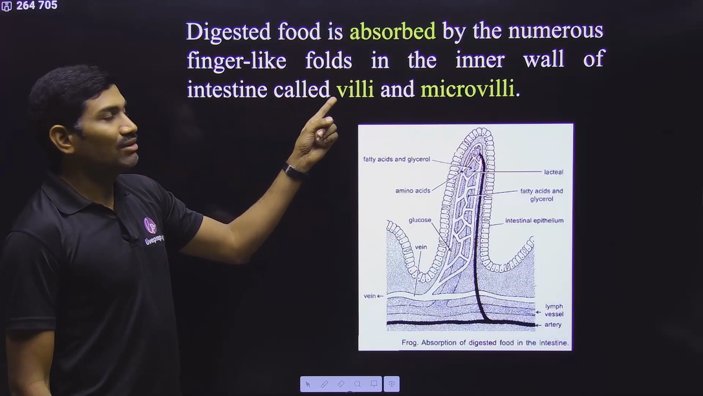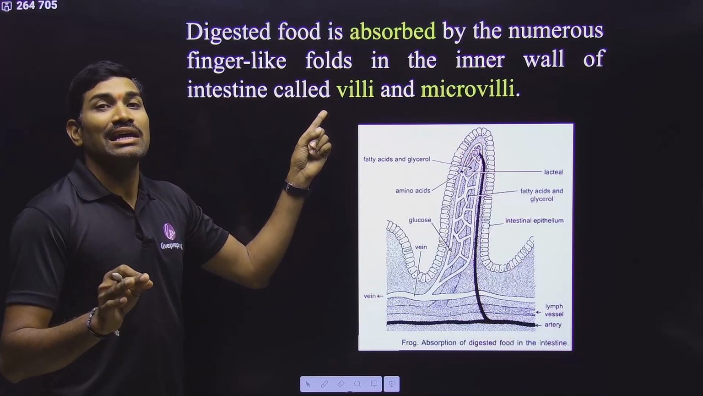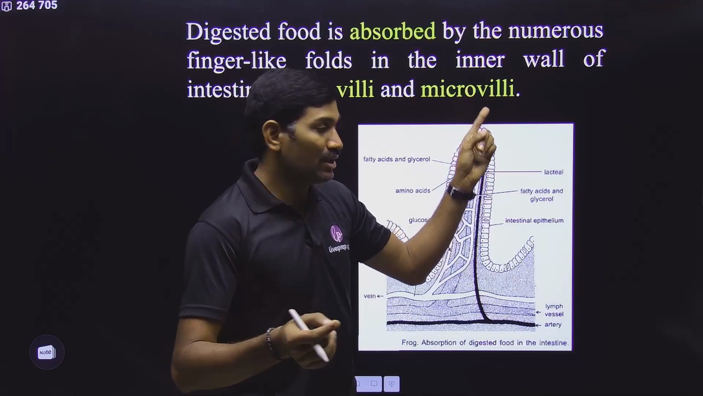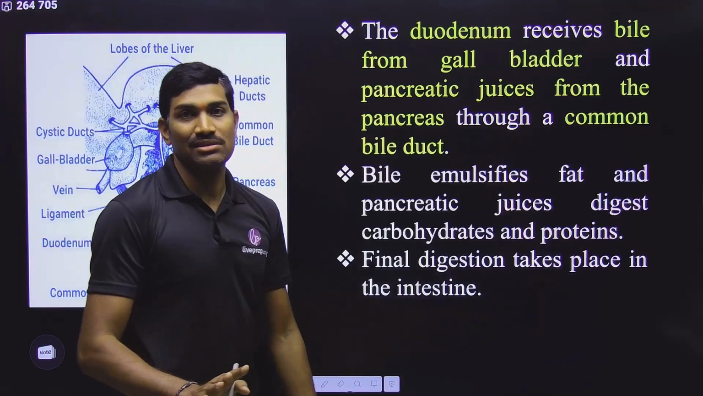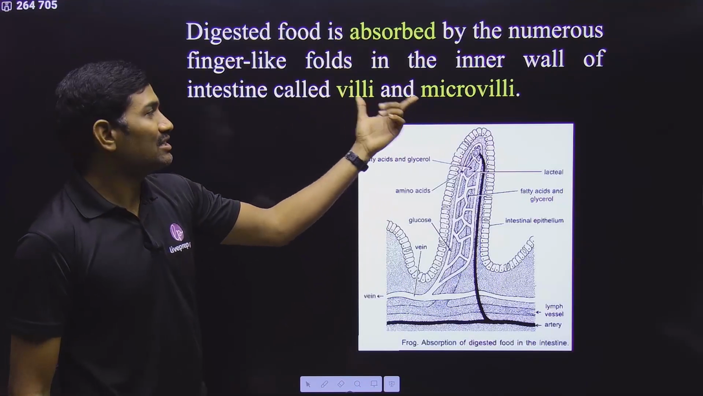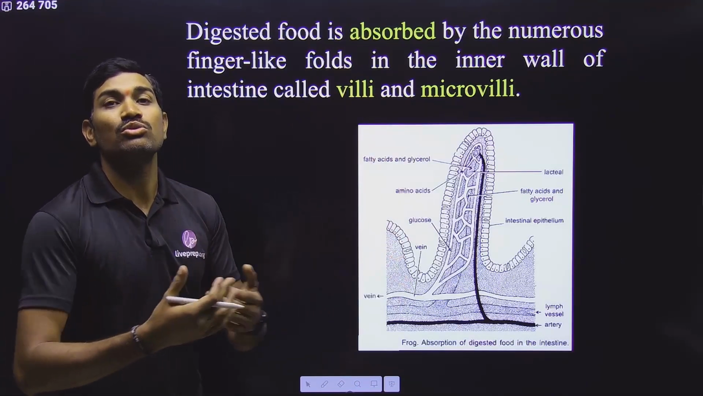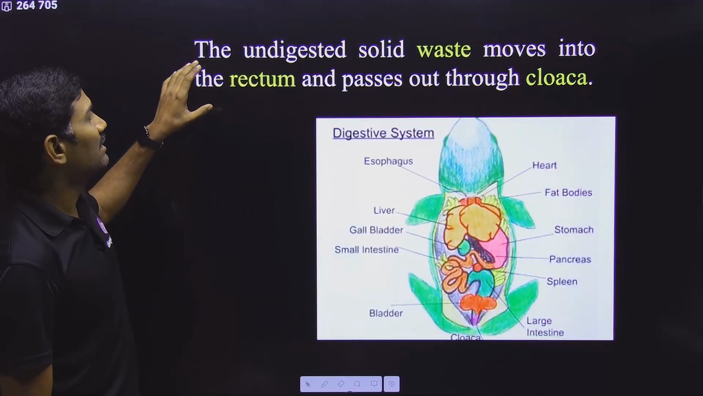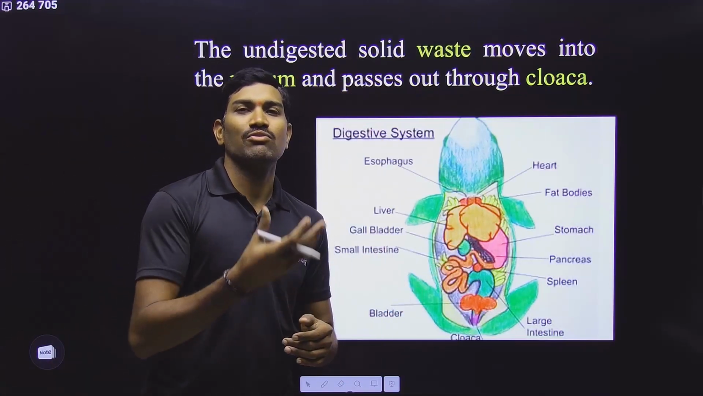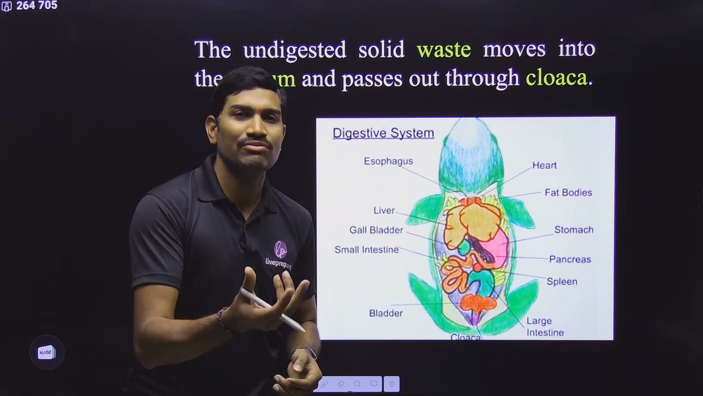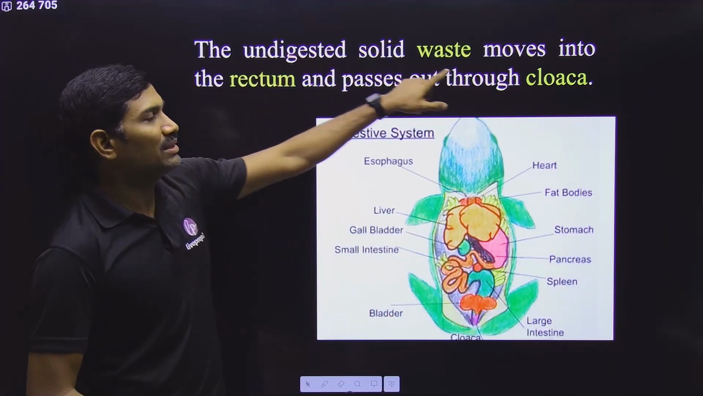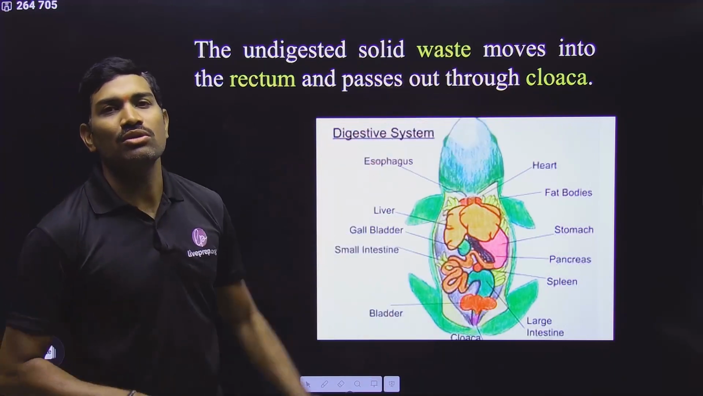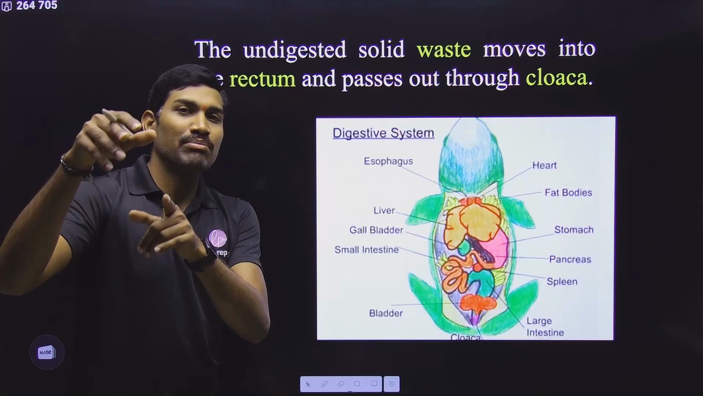So villi are the finger-like projections of the alimentary canal wall, and microvilli are finger-like projections of the plasma membrane of these columnar epithelial cells. And because of this, surface area is increased. So now maximum absorption of these nutrients will take place. This is the overall conclusion of these lines. Next one, after absorption of all these things, whatever waste is remaining, undigested or unabsorbed food, will be solid waste, finally called feces, and that will be released out. Finally it is temporarily stored in the rectum.